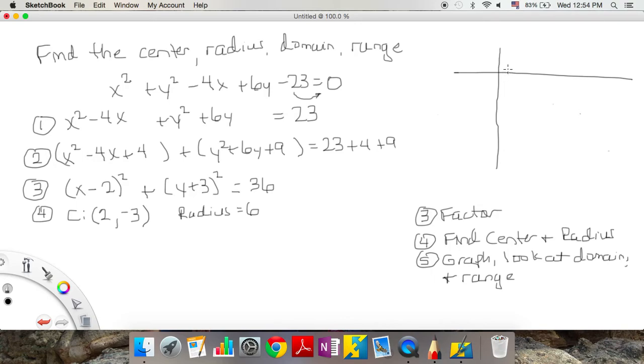So we know our center is at (2, -3). So we go over here and we've got (2, -3). So there's our center. We also know the radius is 6. So that means that we're going to go 6 in every direction. So we go 1, 2, 3, 4, 5, 6 from the center. And then 1, 2, 3, 4, 5, 6. 1, 2, 3, 4, 5, 6.